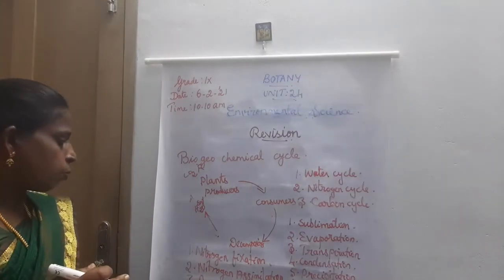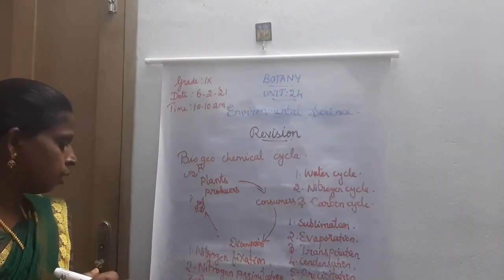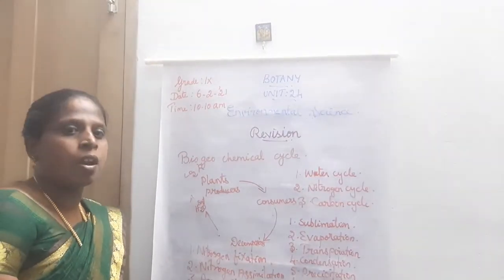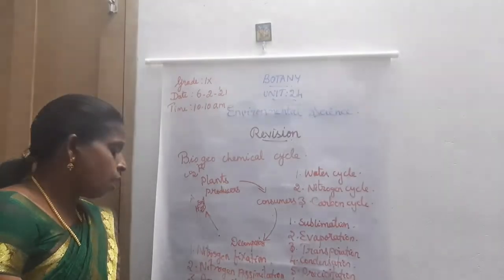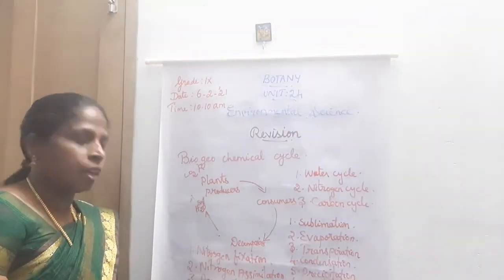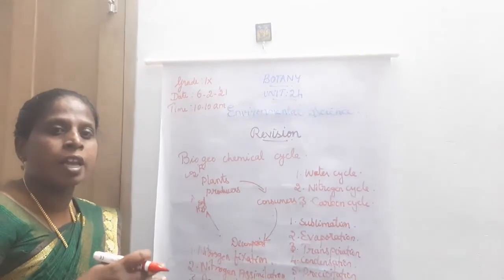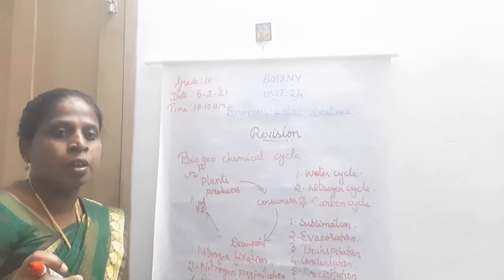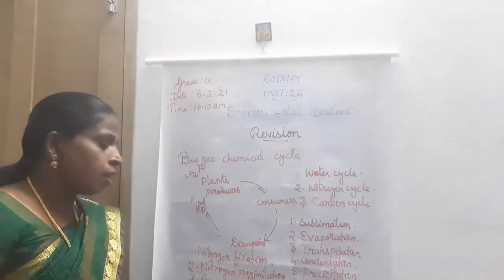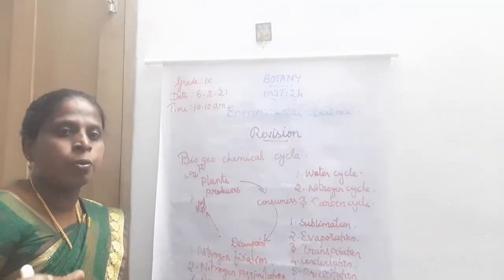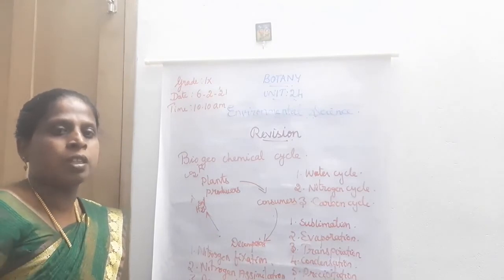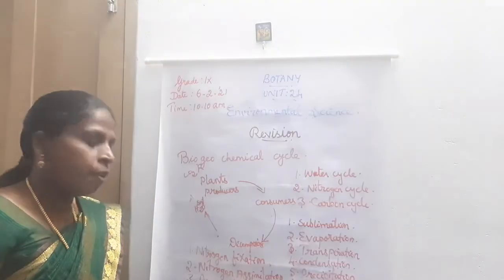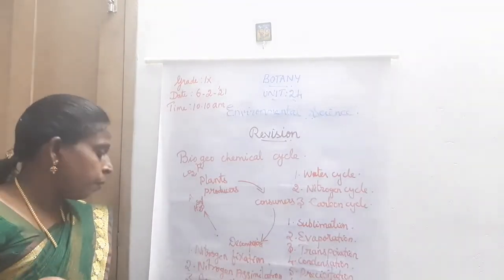Next one, ammonification. The process by which ammonia is formed from nitrogenous waste is called ammonification. Here the animals excrete nitrogenous waste in the form of urea and uric acid in the soil. This urea and uric acid is decomposed by ammonifying bacteria and fungi and forms ammonia.